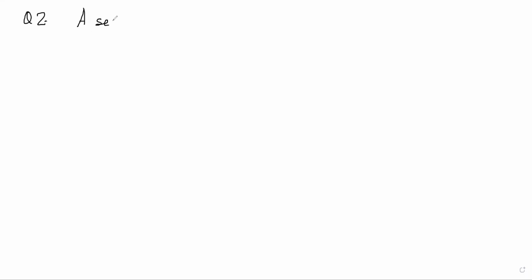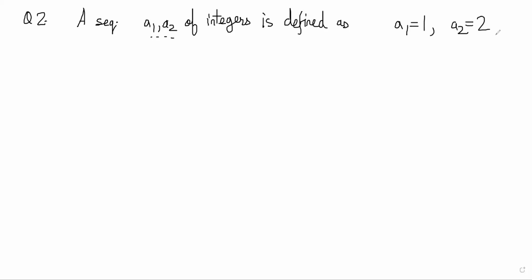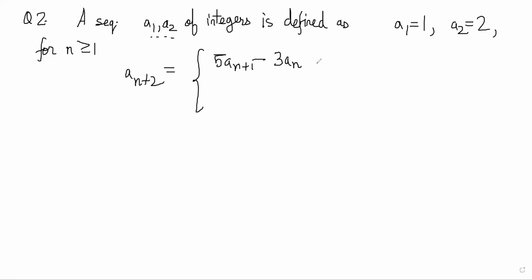Here, a sequence a1, a2, and so on of integers is defined as follows. a1 is equal to 1, a2 is equal to 2, and for n greater than or equal to 1, a(n+2) is equal to 5 times a(n+1) minus 3 times a(n) if a(n) multiplied by a(n+1) is even, and it is a(n+1) minus a(n) if a(n) times a(n+1) is odd.